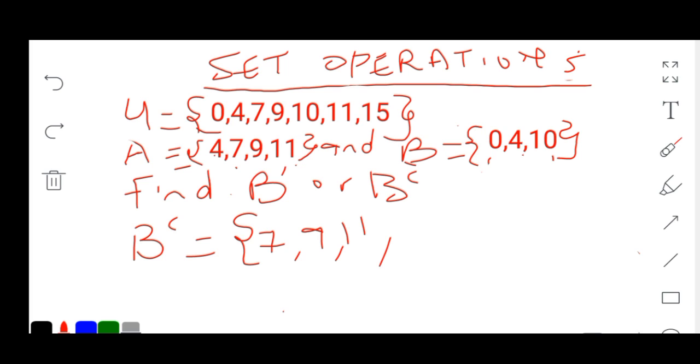The complement. 15 is in the universal set, not in set B. Write that one too, 15. So that makes it B complement. Those are B complement: 7, 9, 11, and 15.